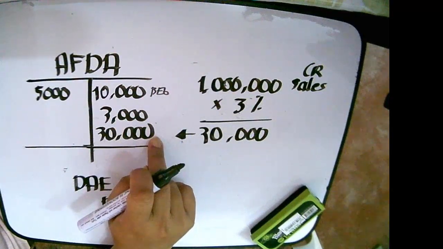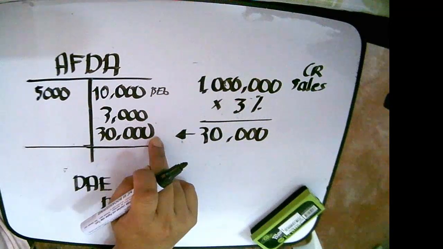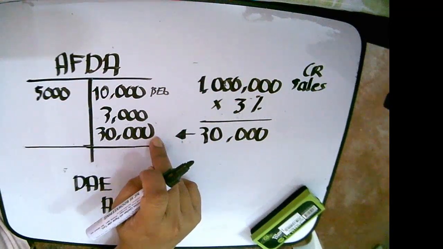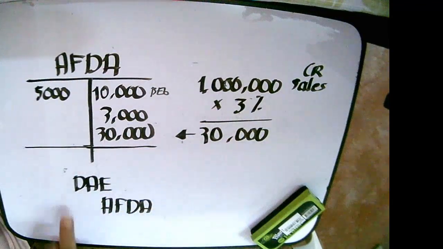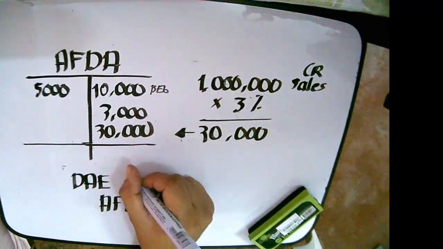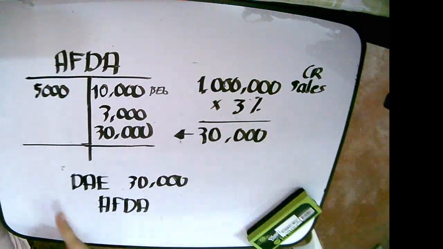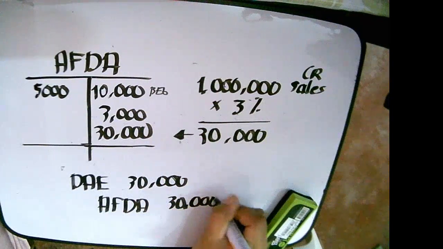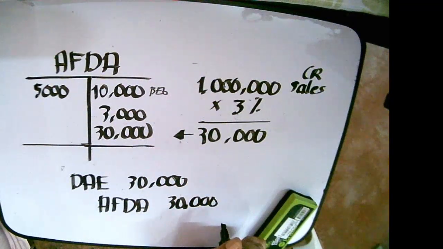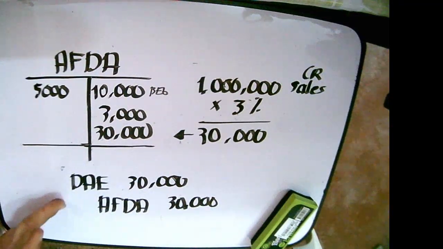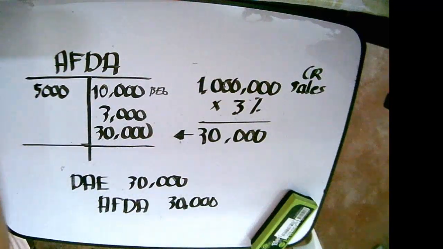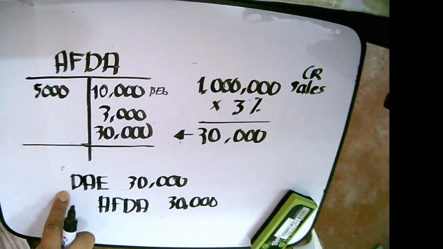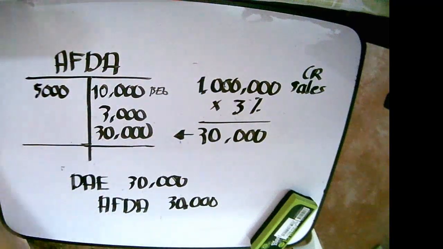So, ibig sabihin, kapag tinanong kayo ng adjusting entry for the provision of doubtful accounts, makakapag-entry agad kayo na 30,000 debit tayo ng doubtful accounts expense, and then credit kayo ng allowance for doubtful accounts. I would like to excuse myself kasi ang ginamit pala is allowance for bad debts. So, dapat bad debts yung ginamit natin dito. So, kayo na bahala mag-change. So, dito, bad debts expense. Dito, allowance for bad debts.